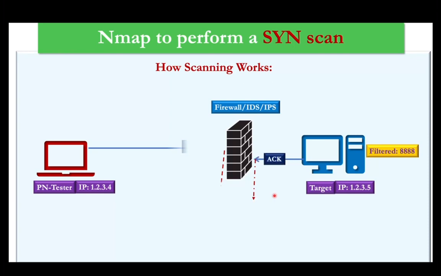Nmap will also consider a port filtered if it receives certain Internet Control Message Protocol (ICMP) error messages back. Right? So we'll try to see this. While the pretty illustrations in this section are useful when you are trying to understand Nmap scanning, let us see this on the Kali machine, how it works. We'll check it out. Let me just share the screen of the Kali machine.